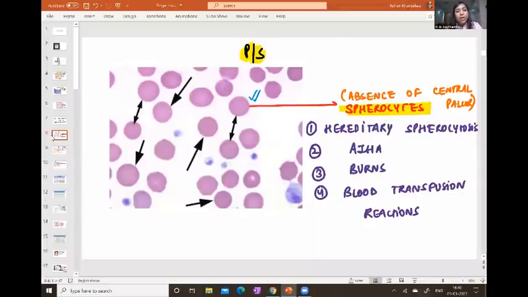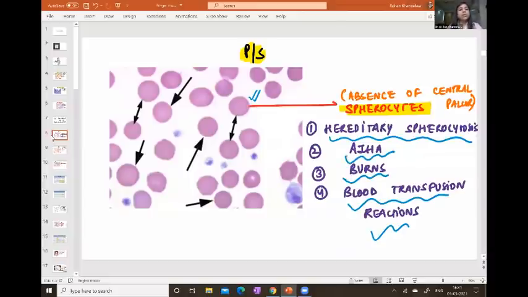Now the examiner will ask you that spherocytes are seen in which all conditions? In which all conditions do we see spherocytes? The answers are hereditary spherocytosis, autoimmune hemolytic anemia, burns, or blood transfusion reactions, right? These are the 4 DDs for spherocytes on a peripheral smear, correct?